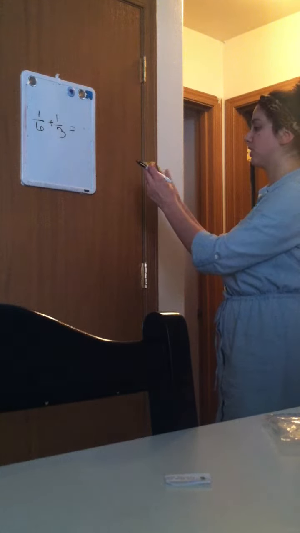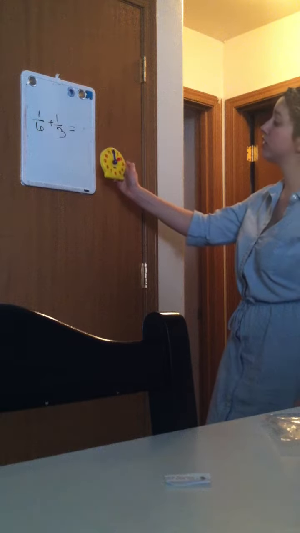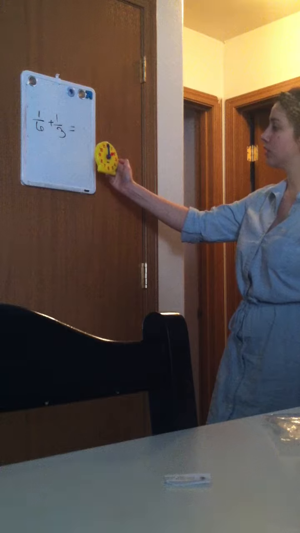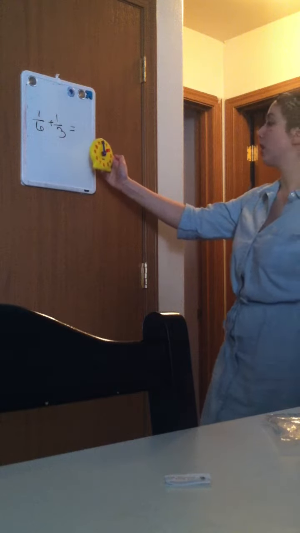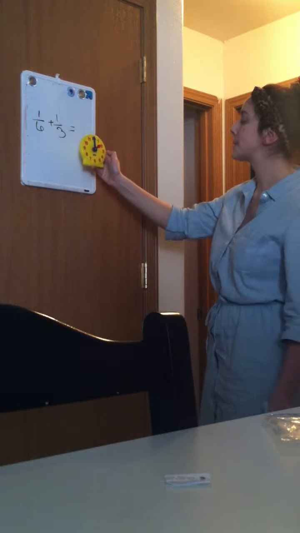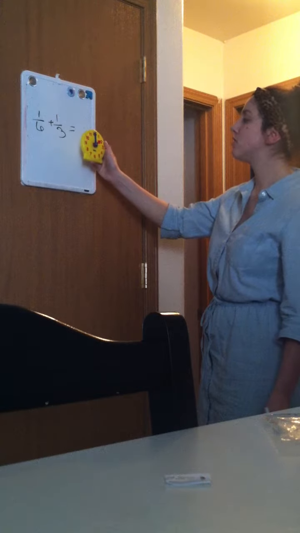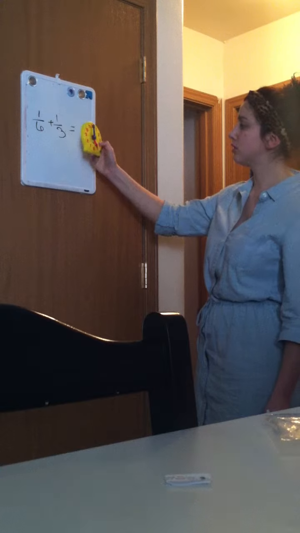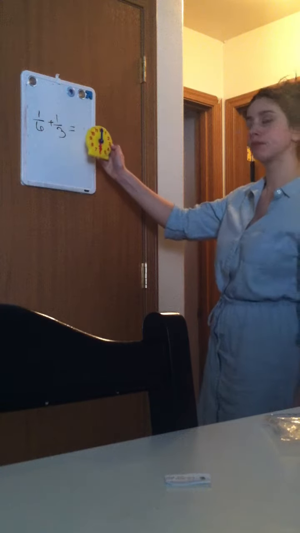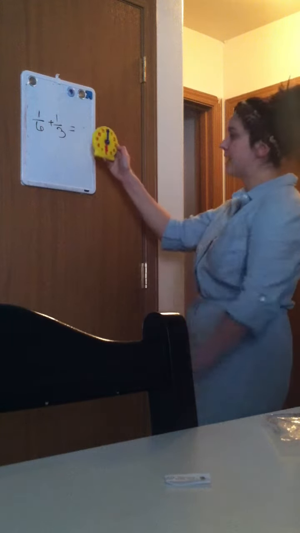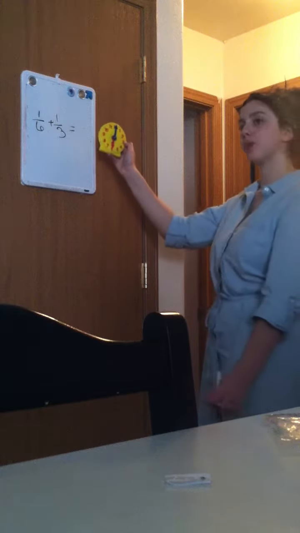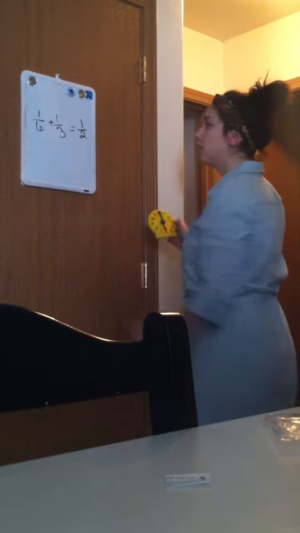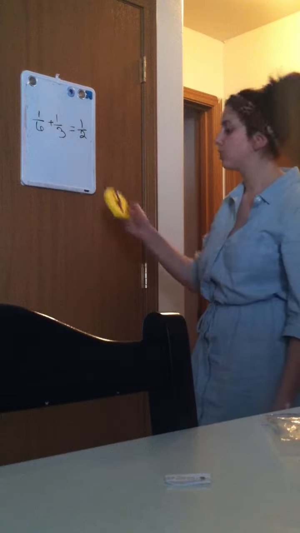So what do you suppose we should do? Add the distance of the 1/3 onto the distance of the 1/6. Okay, so how do we do that? You move it 4 from the 2. So if I went 1, 2, 3, 4, what is that equivalent to? What fraction? 1/2. Wasn't that easy?